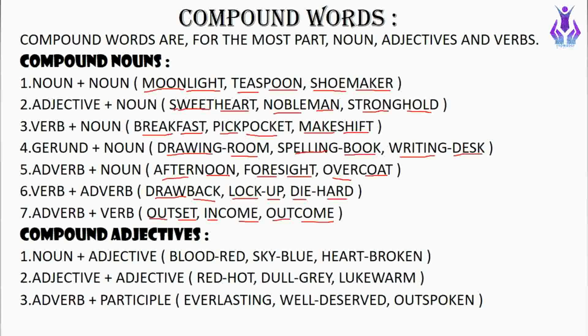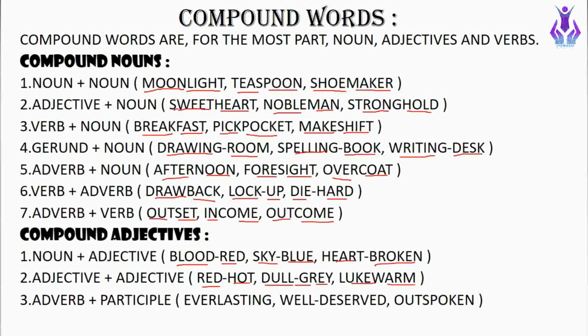Moving towards compound adjectives. Compound adjectives can be formed by adding noun and adjective, adjective and adjective, and adverb and participle. Starting with noun and adjective, here are a few words: blood red, sky blue, heartbroken. These are examples of noun and adjective combined together to form a compound adjective. The next is adjective and adjective: red hot, dull grey, lukewarm. These are examples of adjective and adjective.